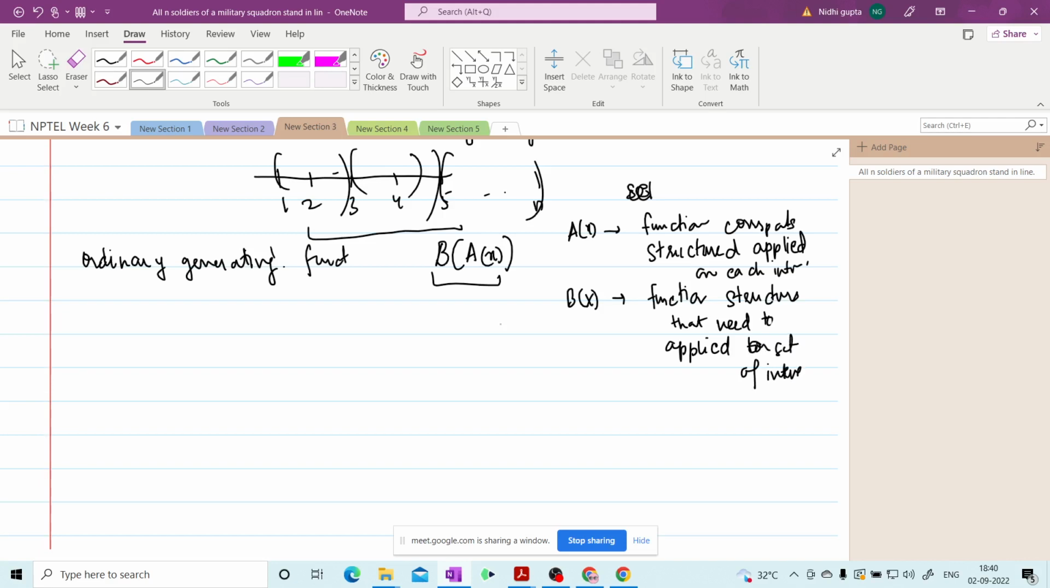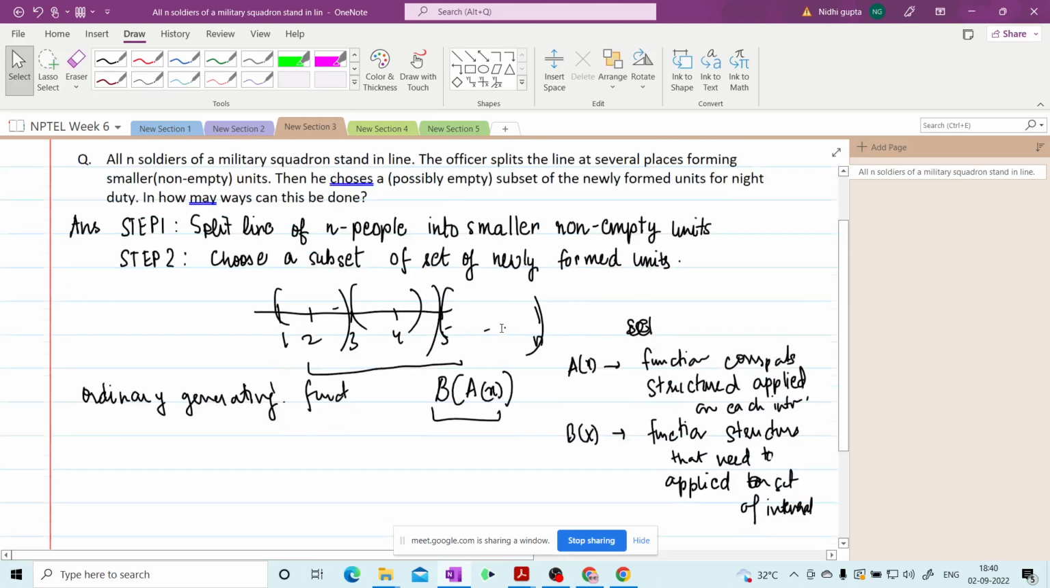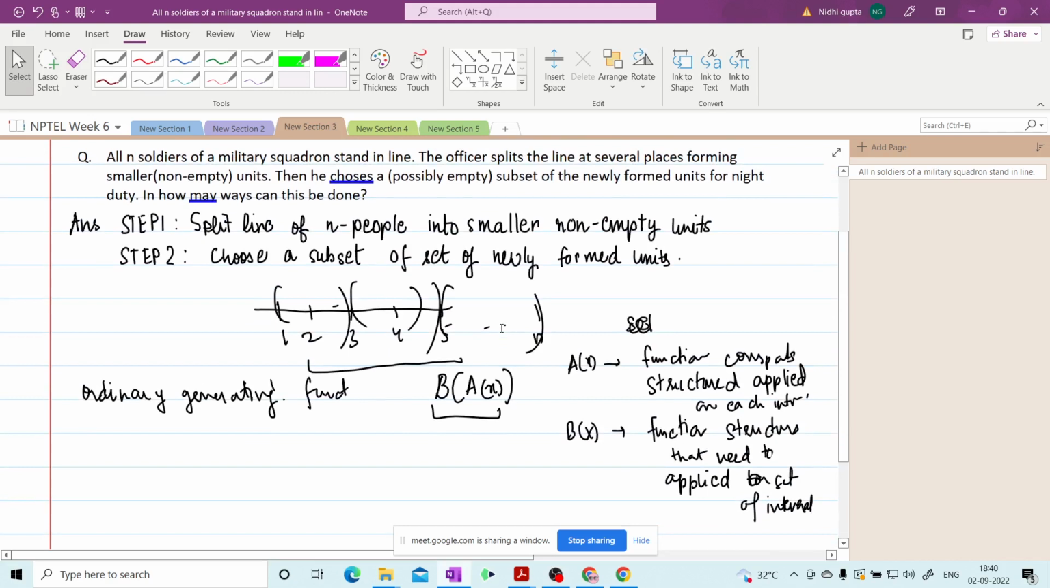So in this case, what is our A and what is our B? First we are looking at the function that we are applying to each of the lines. In this question, the first step is splitting these n people into some sublines at various places, and each of these sublines is non-empty. Second, we are choosing a subset of the newly formed lines. So what is the function corresponding to A(x)? That is, what are we doing on each of the sublines?